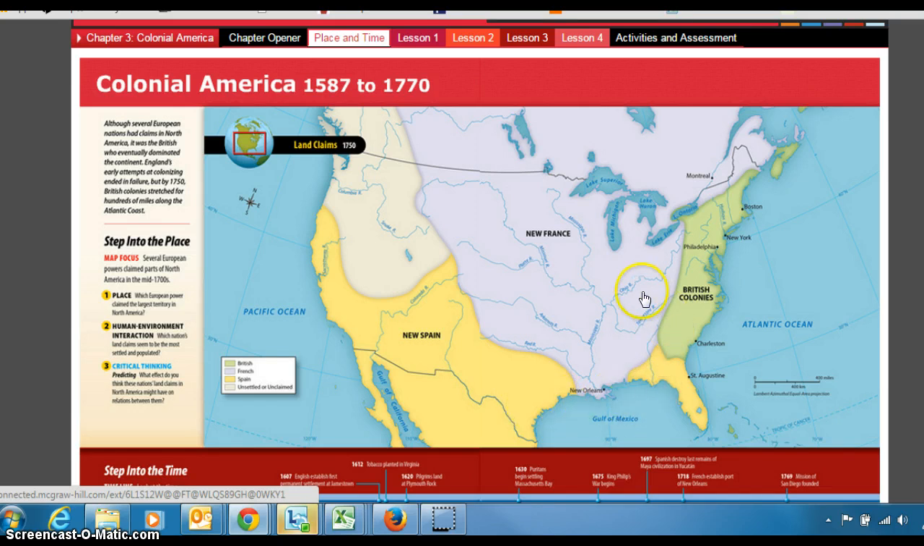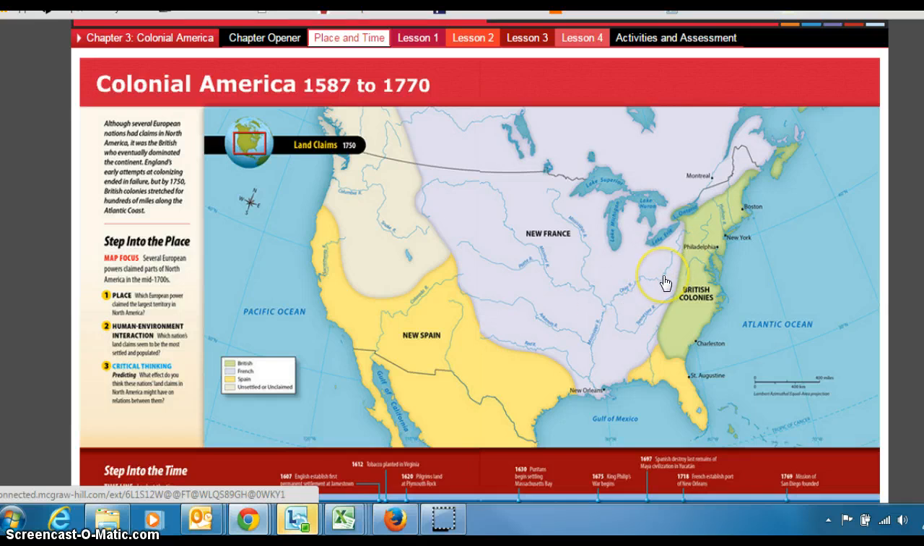I want to point out this little river here, the Ohio River. It's actually a big river. But it is important because in a few years from 1750, there's a war going to break out between the British and the French over that land. They want to control that river. Okay, so that event is very important.